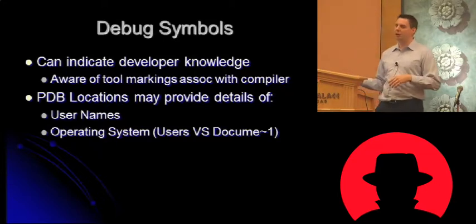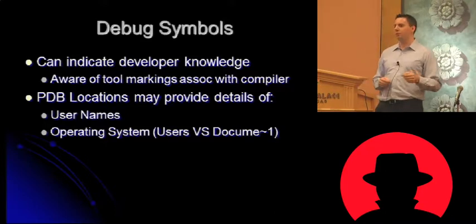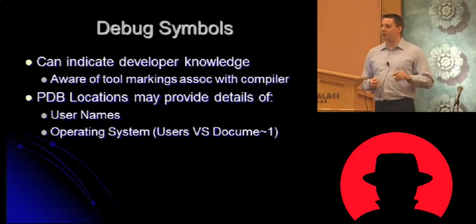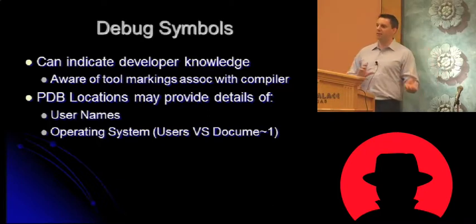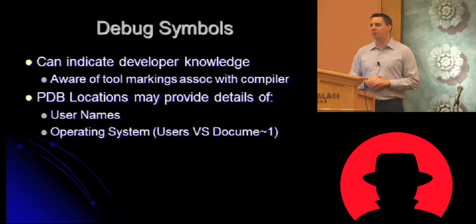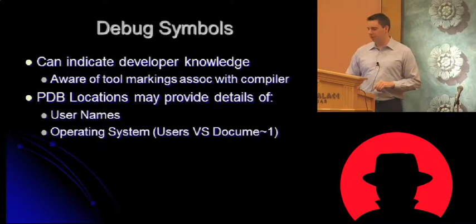For example, if you're using Microsoft Visual Studio, the default location for all your projects is going to be My Documents, Visual Studio, 2010, 2009, whatever. And that's therefore going to have either C:\Users or C:\Documents and Settings, which will tell us whether you're using XP versus 7 based on those directory structures. So there's all kinds of neat stuff that we can pull out of debug symbols in the code, in addition to telling us that they didn't really know what they were doing for leaving them there in the first place.